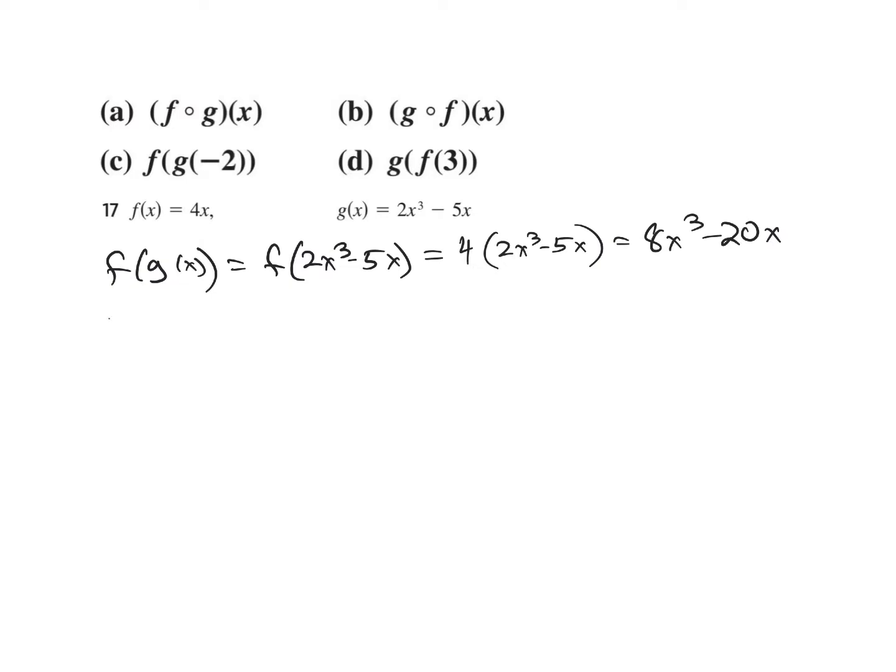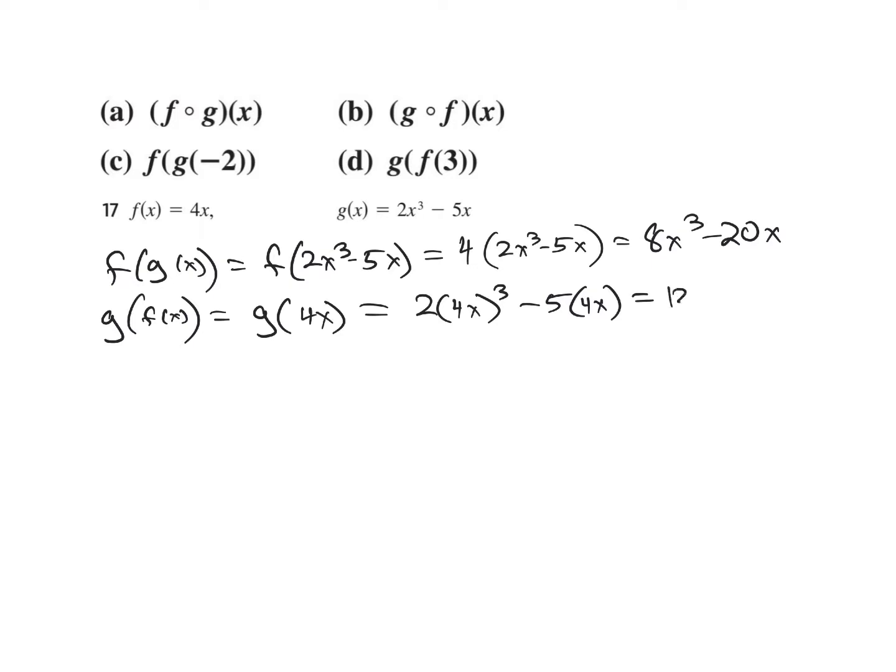And g of f is g of f of x. So you're doing g of, let's see, f of x is 4x. So g of 4x, so you have 2 times whatever that is cubed minus 5 times whatever that is. Well, 4x goes in those positions. So you have, excuse me, not 8. 4 cubed is 64. Times 2 is 128, x cubed. And 5 times 4x is 20x.